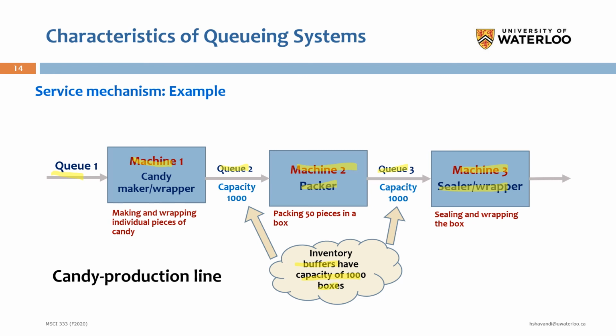Okay, so this was part 1 of section 1 of chapter 6. In part 2, we'll see more concepts and details about queuing models. Okay, thank you.